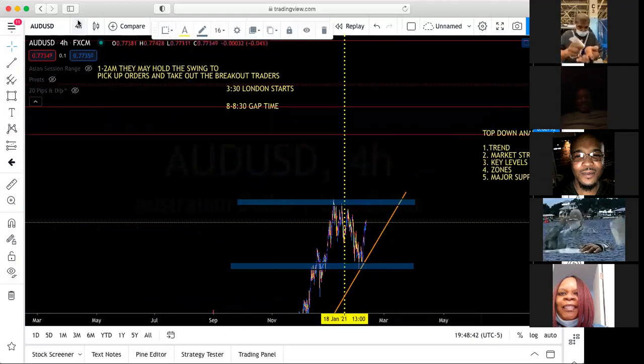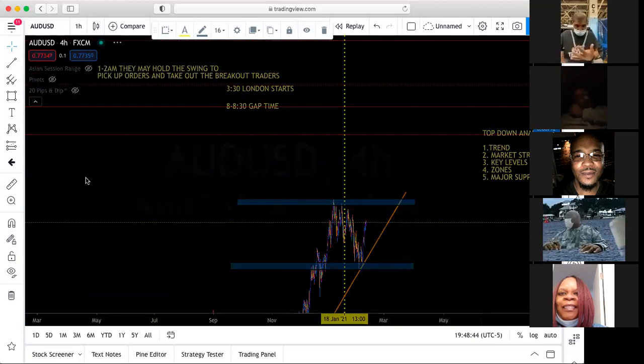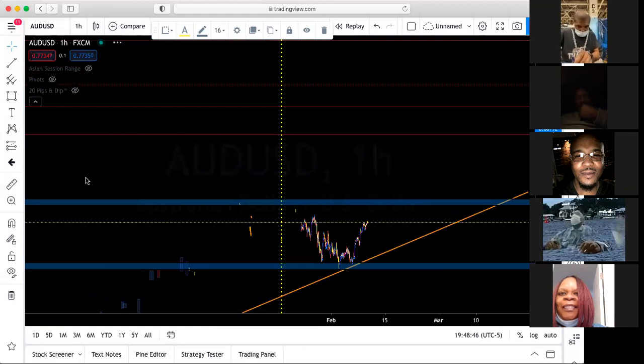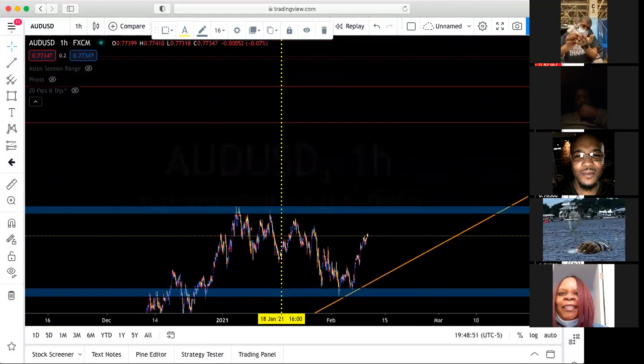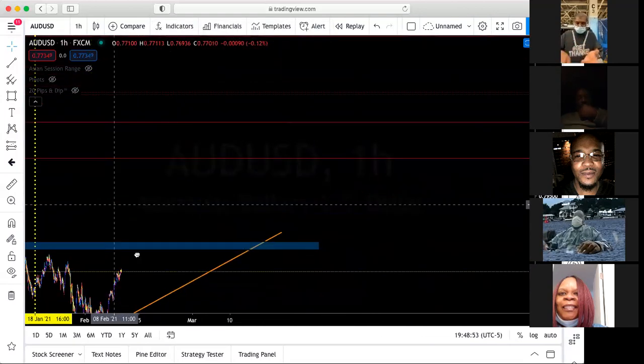Okay. Now y'all stay with me. I'm taking my time because if you do this markup correctly, you all, this will last you about a good week if you do it correctly. All right. Now here we are on the 1-hour chart.